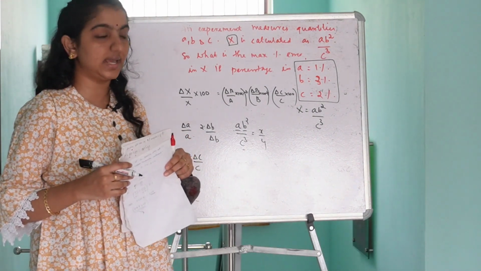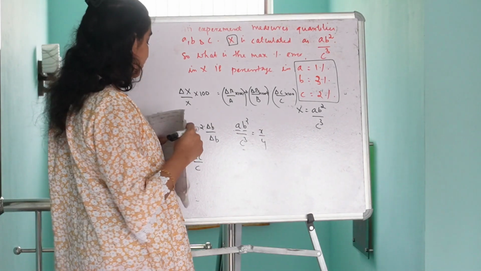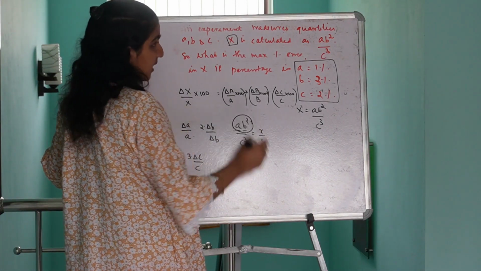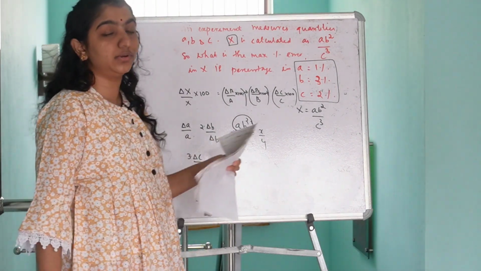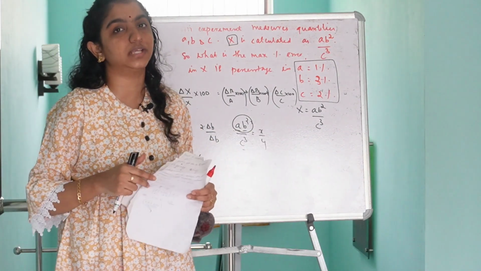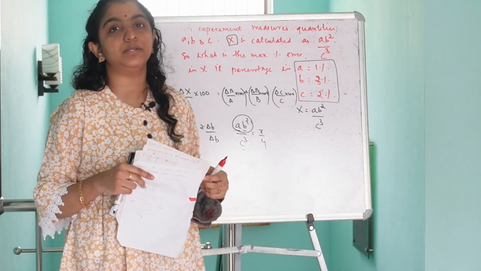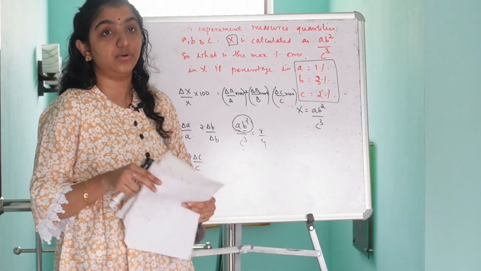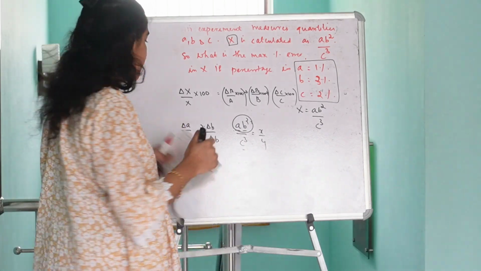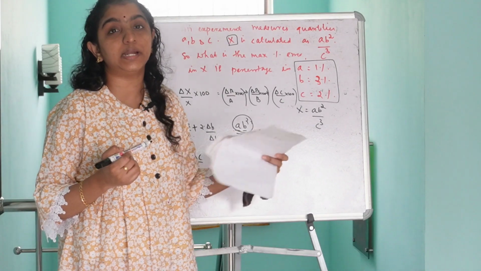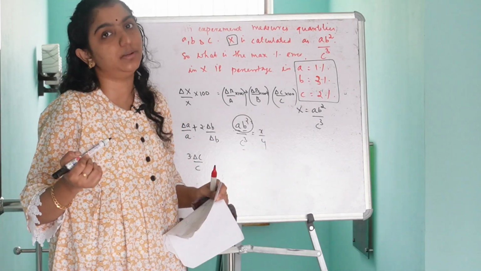Is it clear guys? Del C by C. Now I am going to consider the numerator alone. Here we are multiplying two physical quantities, A and B. So how do you find the relative error of the resultant? Simply add up. You have to simply add up the relative errors in individual measurement.